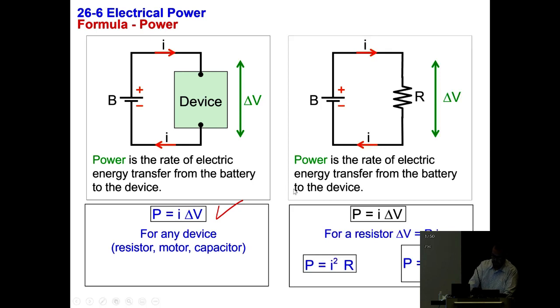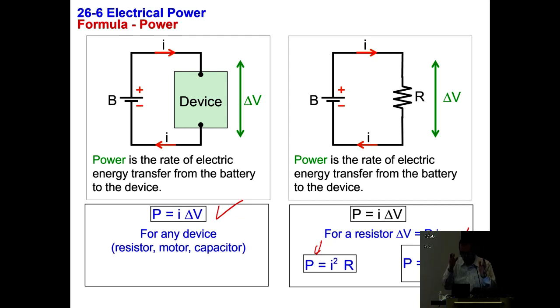If the device is a resistor, we have an equation that relates I and delta V. Delta V is equal to Ri, which is Ohm's law. So we can exploit this. I can replace, for example, delta V by Ri, and you obtain that the power is also equal to R i squared. Or I can replace the current by delta V over R, and the power becomes equal to delta V squared over R. So if it's a resistor, you have three equations.